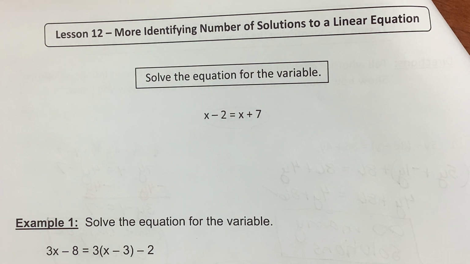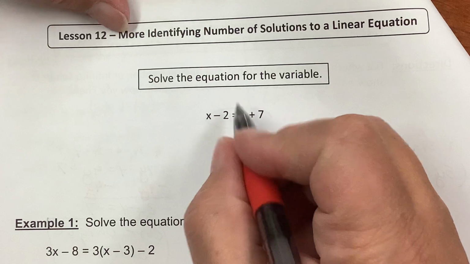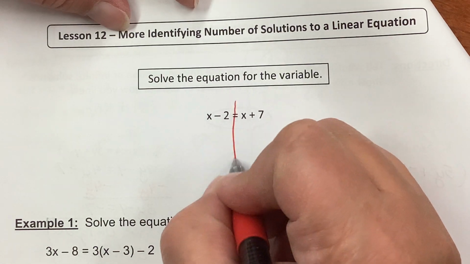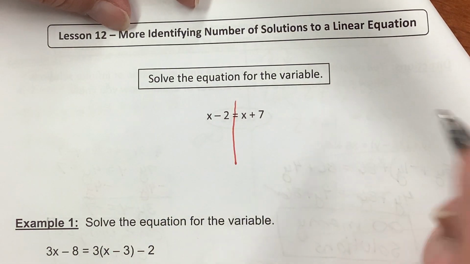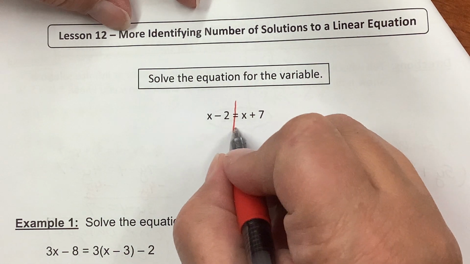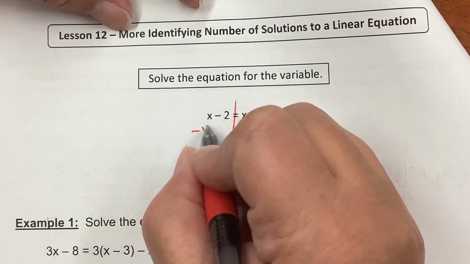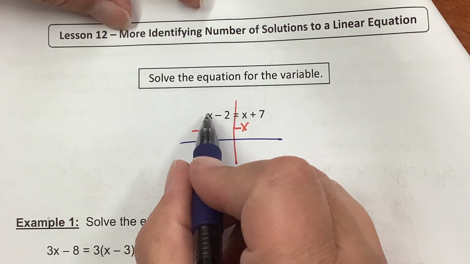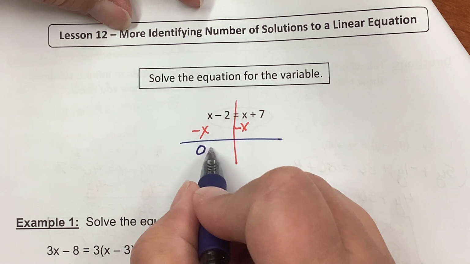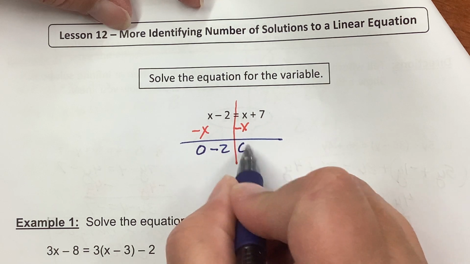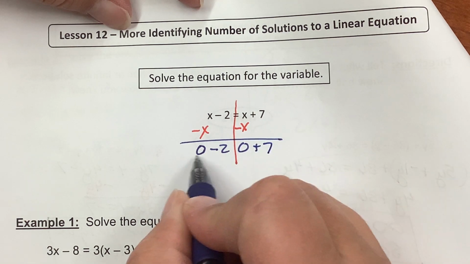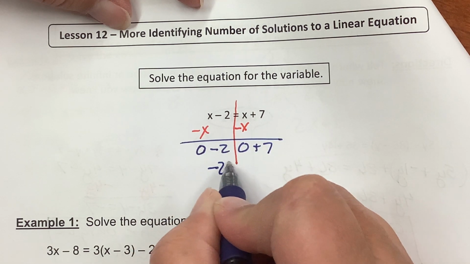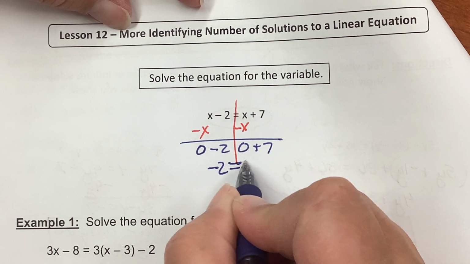Well, combine like terms. So we are going to draw a line through here and get the x's on the same side of the equal sign. So minus x, minus x. And I know you remember x minus x is 0, minus 2 equals 0 plus 7. Well, 0 minus 2 is negative 2, and 0 plus 7 is 7.